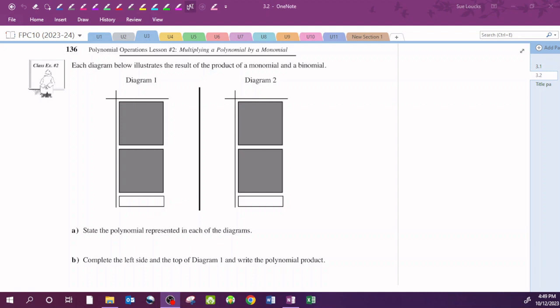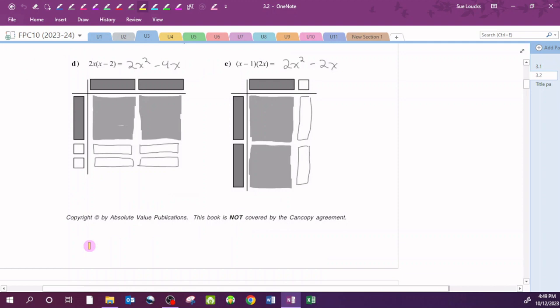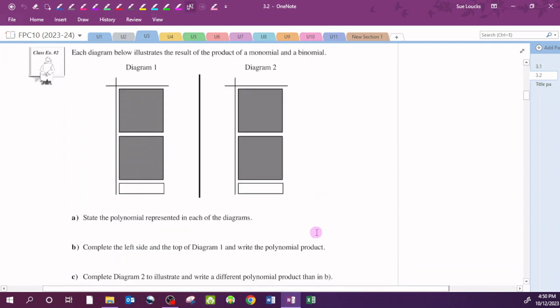We're now on page 136 and doing example 2. So each diagram here is the result of the product of a monomial and a binomial. So the monomial will go up here and the binomial will go down here. But let's follow through here. It says state the polynomial represented in these diagrams. So that's actually asking us for what is here already. So this is 2x squared minus x, okay, for both of those.